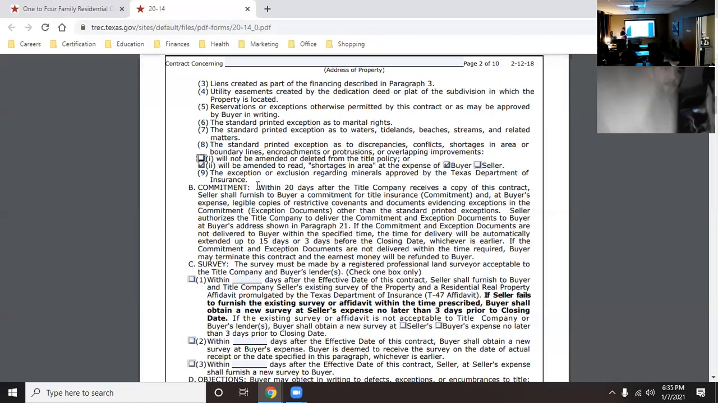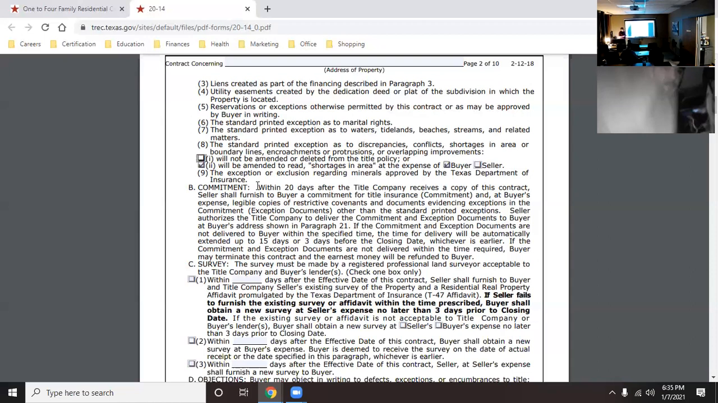Now, I do want to go through and read this real quick. Let's read through B. Within 20 days after the title company receives a copy of this contract, seller shall furnish the buyer a commitment for title insurance. That's going to be your title commitment. And at buyer's expense, legible copies of any restrictive covenants and documents evidencing exceptions in the commitments, other than the standard printed exceptions. Seller authorizes the title company to deliver the commitment and exceptions documents to the buyer at the buyer's address shown basically down at the bottom of this contract.